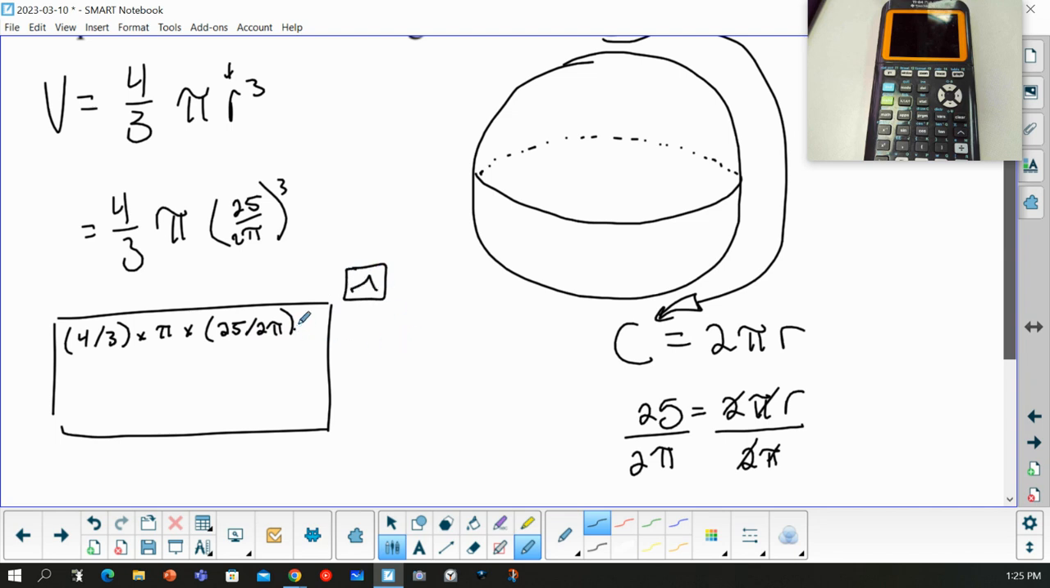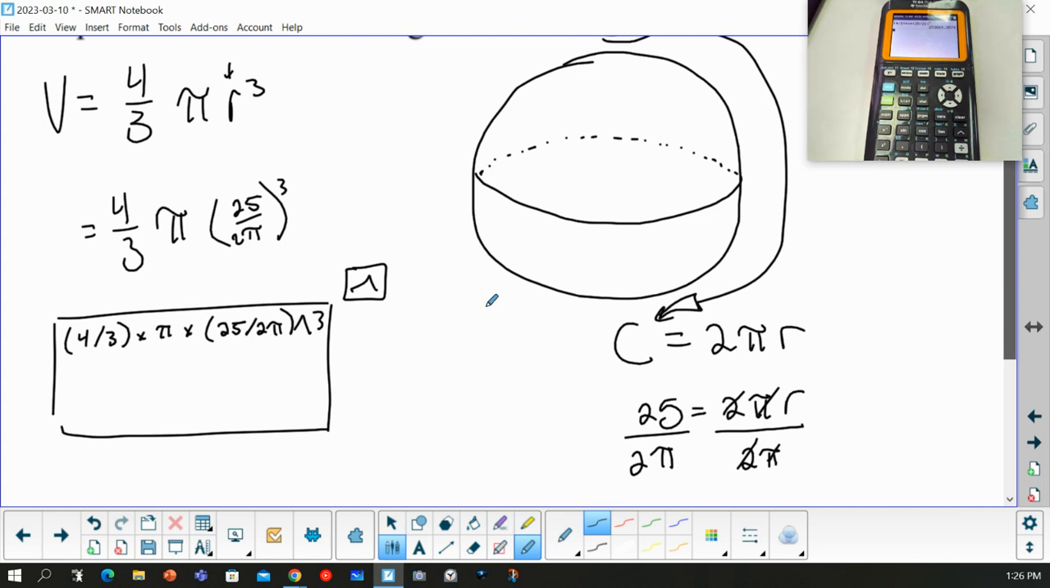If you have the smaller calculator, it'll actually go like this, and you hit the 3. So it'll look like this on the smaller calculators. On the bigger calculators, it'll actually put that 3 up as an exponent just like this. But if you plug it in right, 4/3 times pi times parenthesis 25 divided by 2 pi, close that parenthesis to the third power.